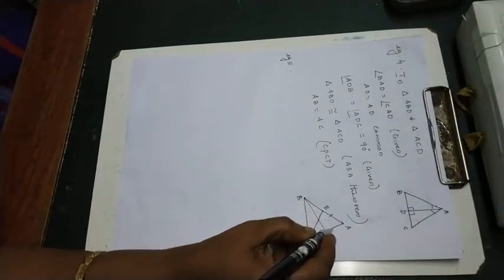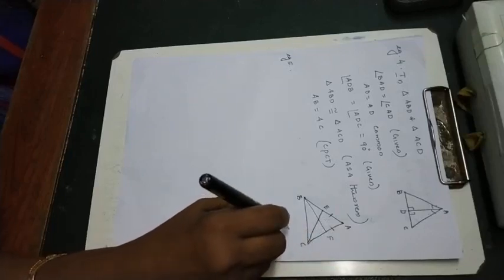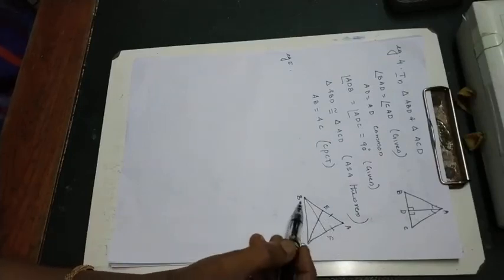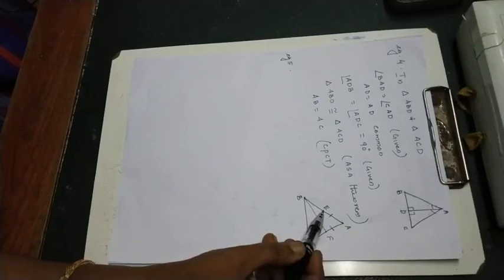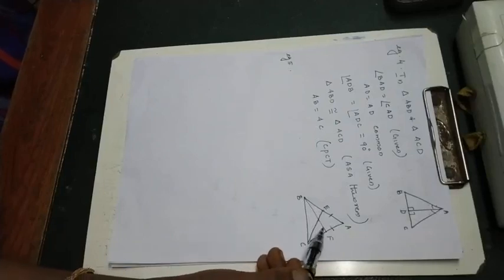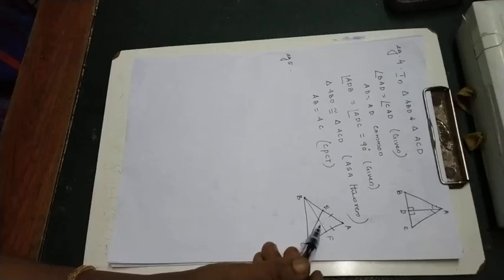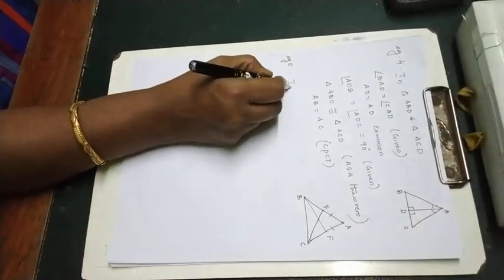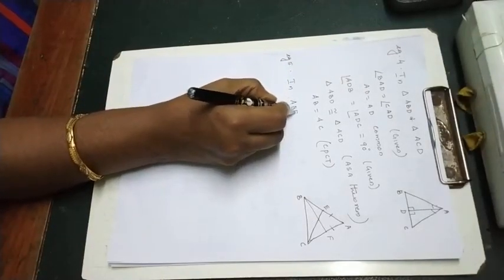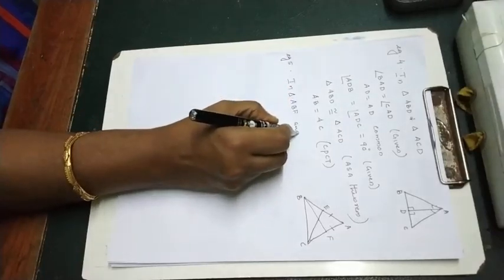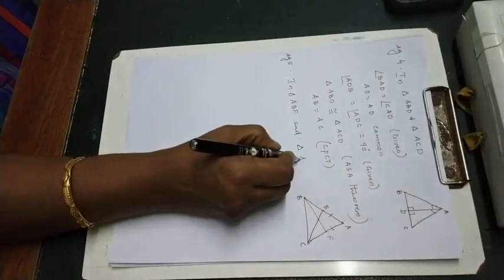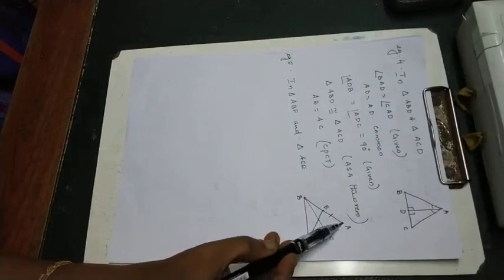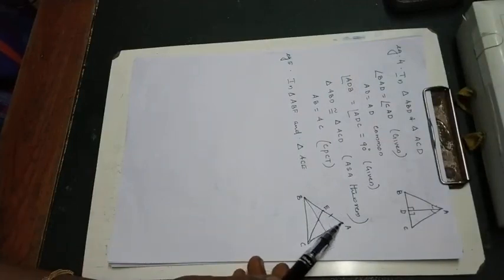Now it is given AB is equal to AC. Now you have to prove that BF is equal to CE. So you have to select the triangle in such a way that BF and CE are the corresponding parts. So let us take the triangle ABF. Look at the triangle ABF and triangle ACE. Which one is ABF? This triangle ABF, and ACE, this triangle.